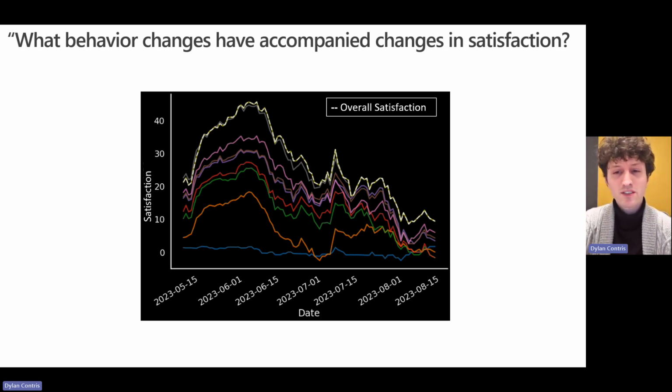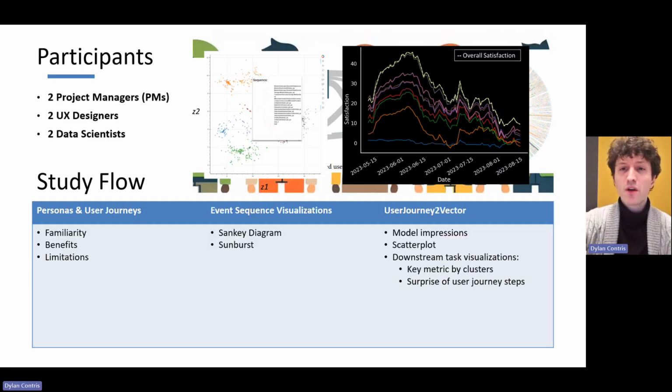For our case study, we conducted semi-structured interviews with 6 experts in the digital product creation process, including product managers, UX designers, and data scientists. The interviews were conducted via Microsoft Teams and lasted between 40 minutes to an hour. The main objective of these interviews was to understand the limitations of existing event sequence methods and the potential usefulness of the UserJourney2Vector model on the design and development of digital products.